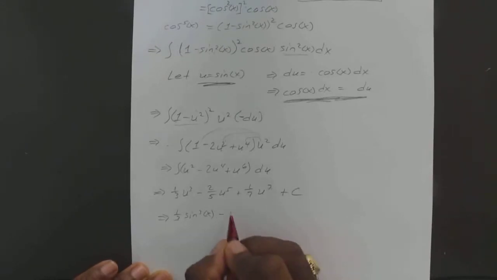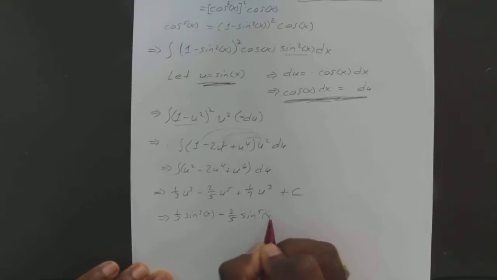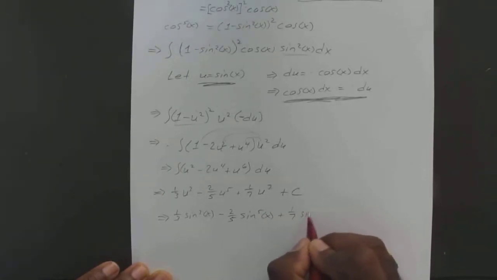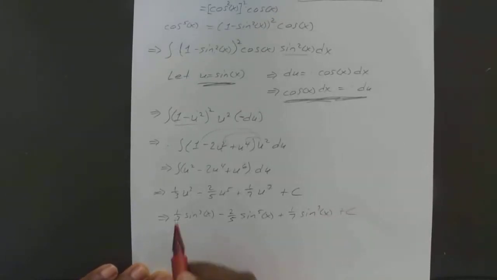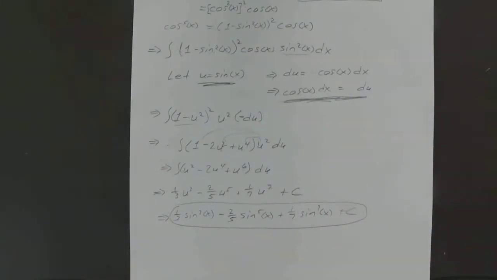sine to the 3rd x, minus 2/5 sine to the 5th x, plus 1/7 sine to the 7th of x, plus c. And that's your final answer.